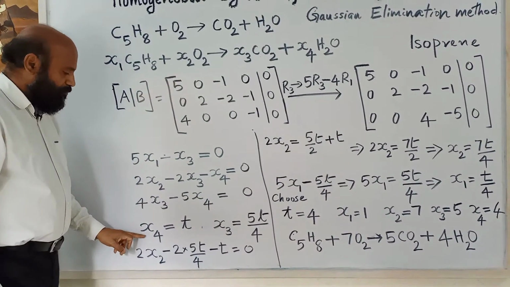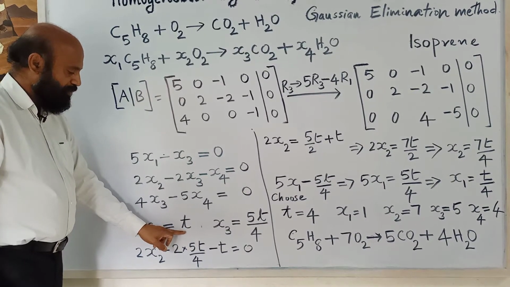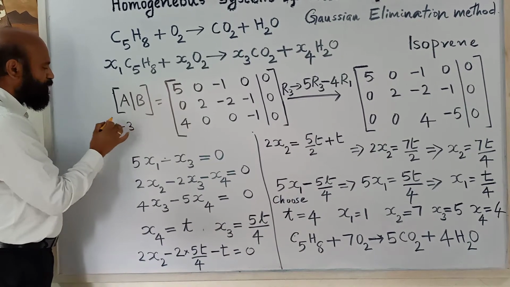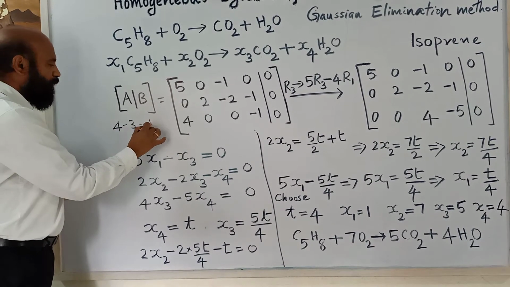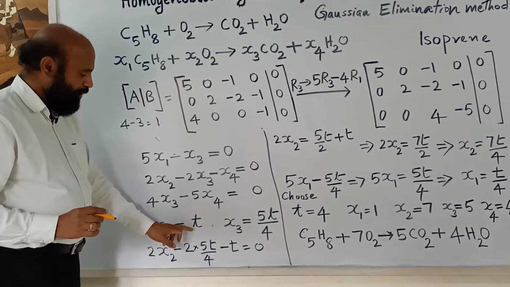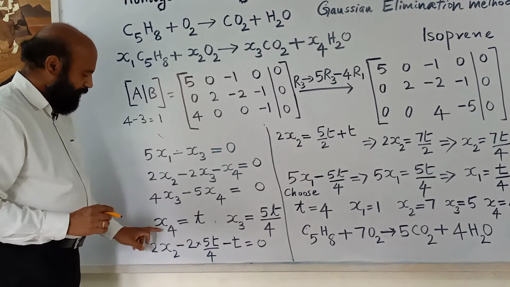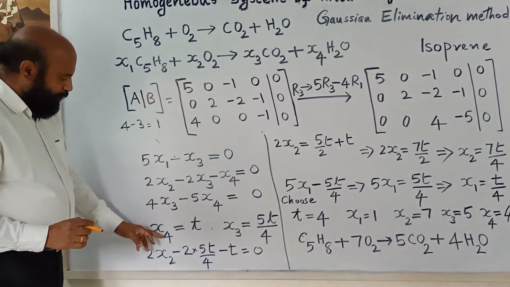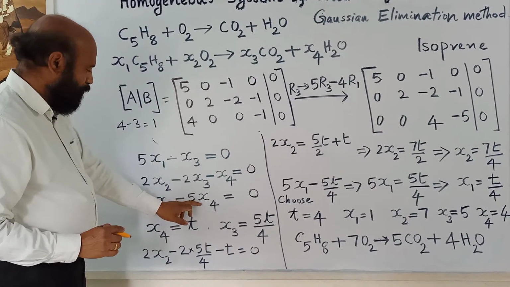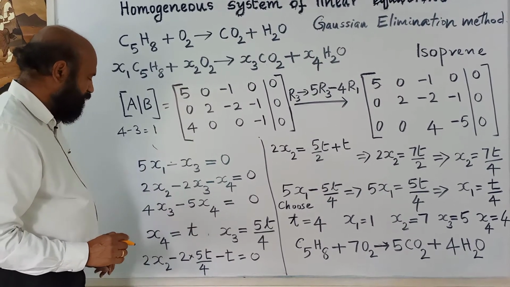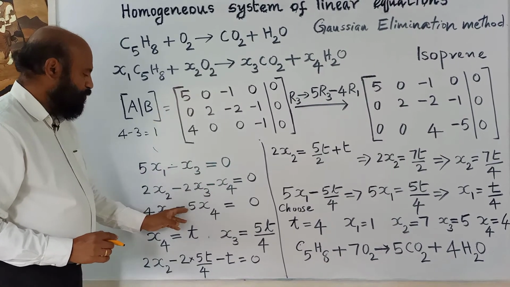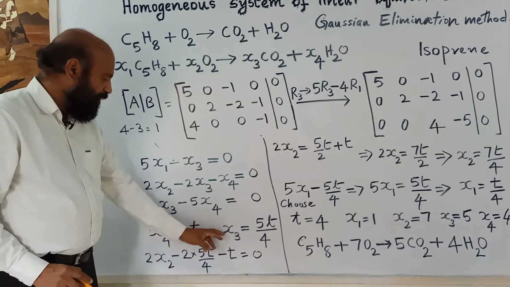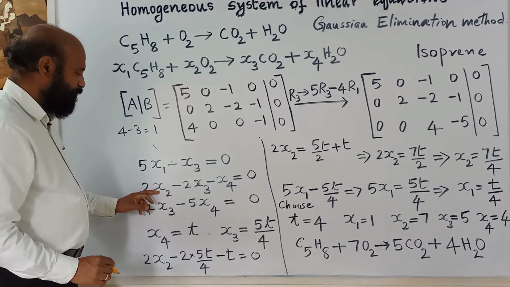So for x4 we have to give an arbitrary value, let it be t. There are four unknowns but only three equations, so 4 minus 3 is 1. For this one unknown you give an arbitrary value t. Let x4 be t. Now by back substitution you can get x2, x1, x3. Now x4 is t, and that you substitute in this equation. Taking this to the other side, it will be 5t, so x3 will be 5t by 4. Now that you have x3 and x4, you substitute them in this equation to get x2.